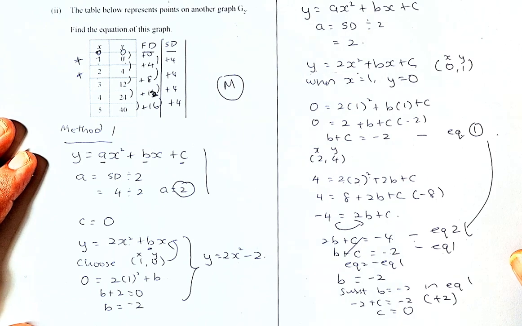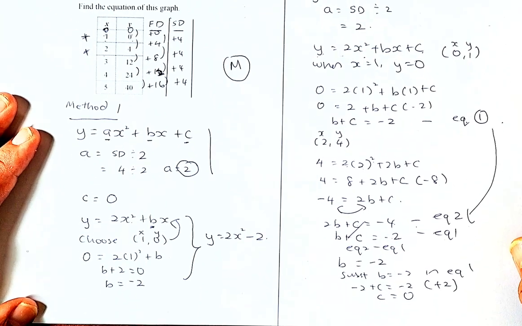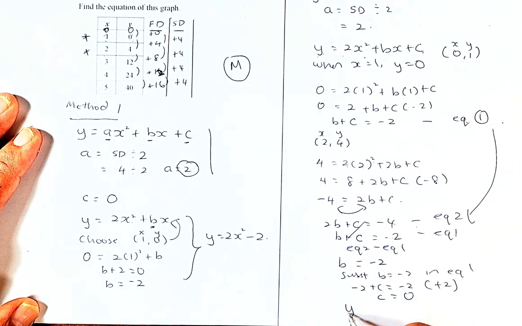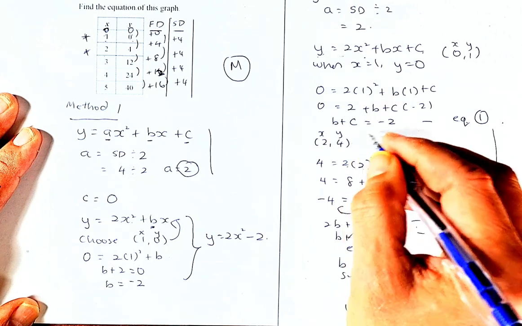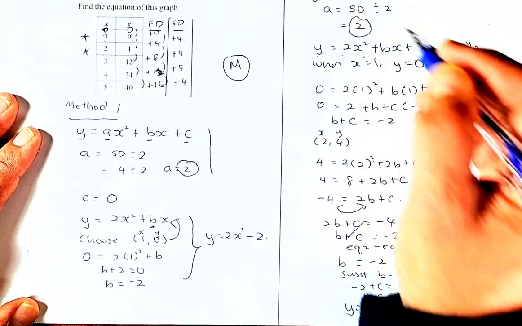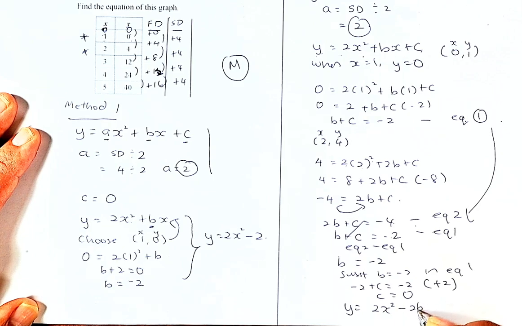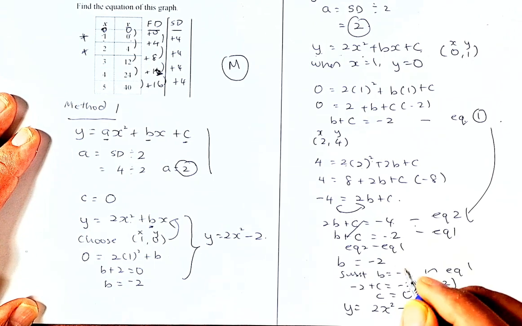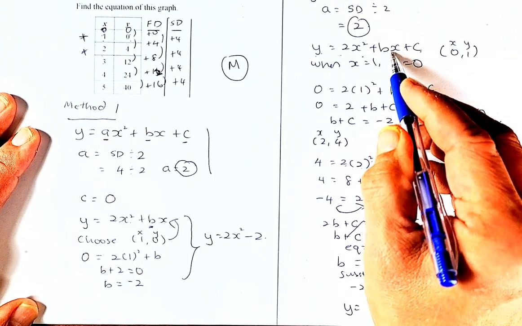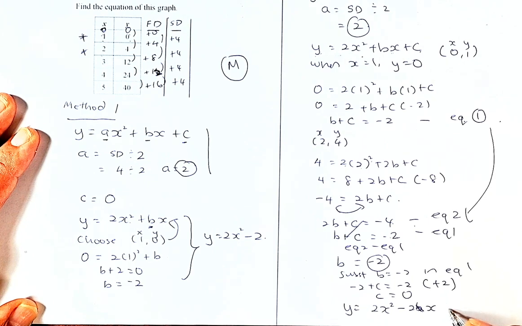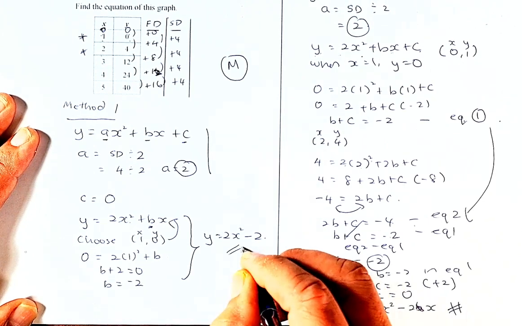And of course, the final equation, you're going to put all together. So the equation is going to be y equals ax squared. A is 2. You found it earlier. So 2x squared minus 2x, because your b is -2, okay? And then c is 0. So that equation is the same as the one we found here.